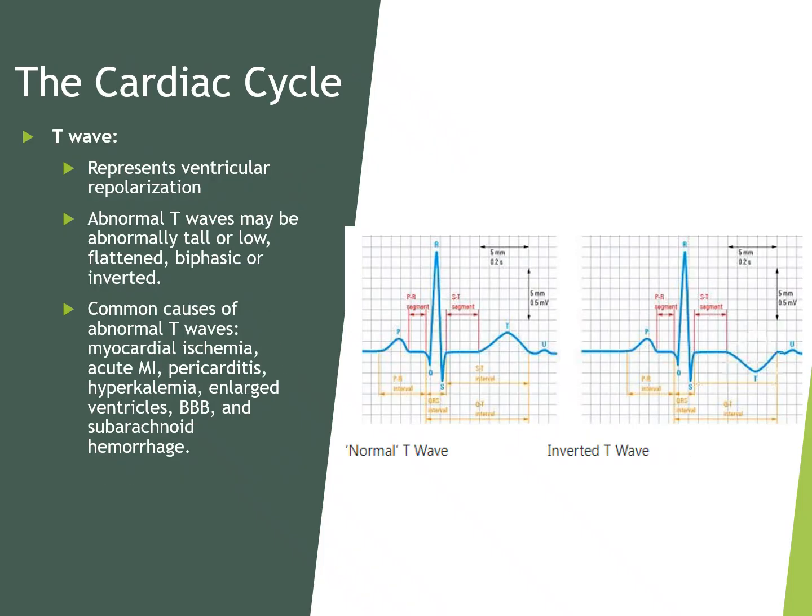The T wave represents ventricular repolarization. Abnormal T waves may be abnormally tall or low, flattened, biphasic, meaning they go up and down, or inverted. Common causes of abnormal T waves include myocardial ischemia, an acute MI, pericarditis, hyperkalemia, enlargement of the ventricles, a bundle branch block, or a subarachnoid hemorrhage.